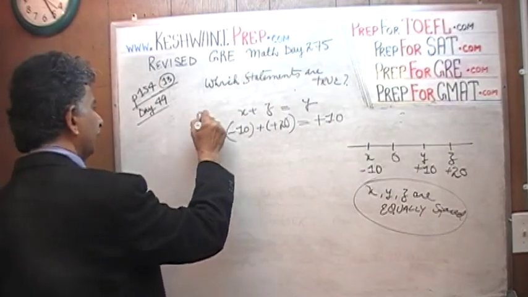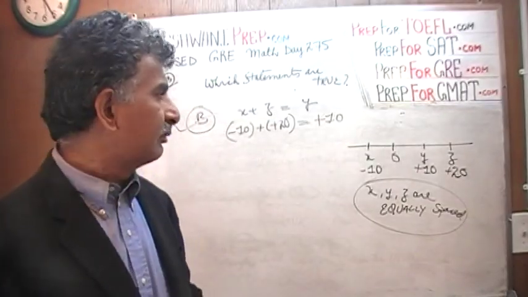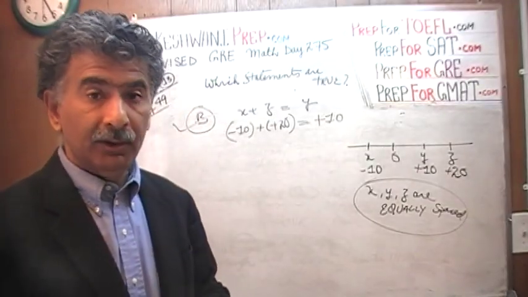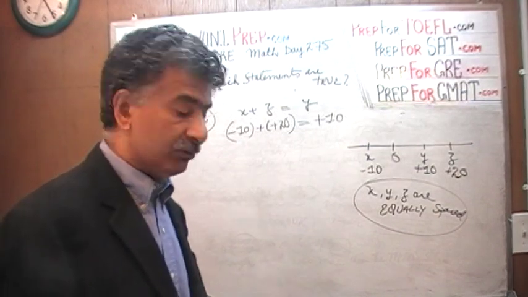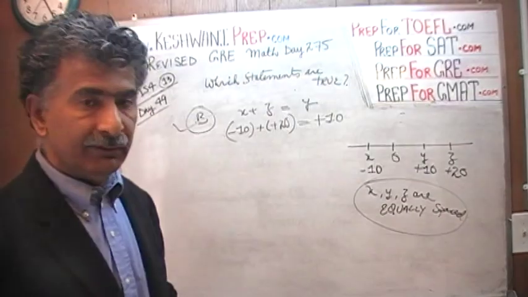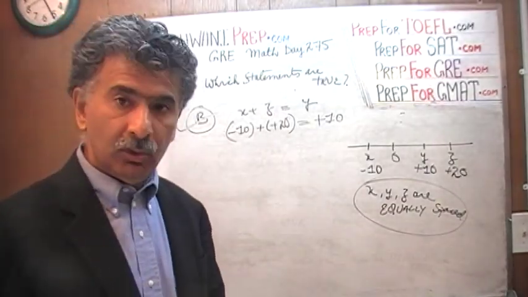Statement B is in fact correct. It's correct because they are equally spaced. We cannot just plug in any number for z willy-nilly. If you were to change one of these three values, the other two need to be changed as well, because they are equally spaced. The tick marks, as they say, are equally spaced. So statement 2 is also correct.